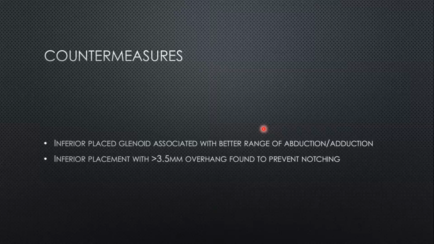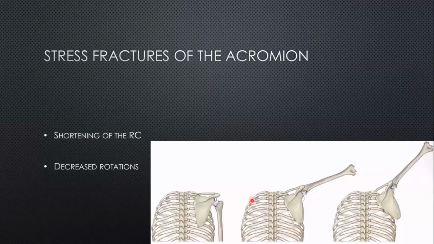So countermeasures for avoiding notching: inferior placement with more than 3.5 mm of overhang was found to prevent notching, and an inferiorly placed glenoid is associated with a better range of motion in abduction and adduction. Another problem that was encountered was stress fractures of the acromion, especially with shortening of the rotator cuffs, and in abduction the greater tuberosity area was found to hitch onto the acromion and cause fractures at those places.